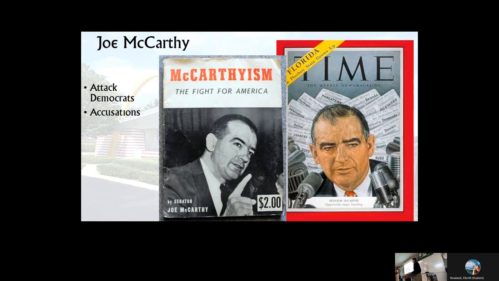Now, what would kill McCarthy? McCarthy was very effective attacking the Democrats until a Republican was elected president in 52, Eisenhower. And McCarthy wasn't smart enough to quit. He kept attacking Eisenhower. He thought, well, I'm just gonna attack whoever's in charge. And so McCarthyism ended up dying when he started making wild accusations that Eisenhower was a communist and a traitor. And this destroyed McCarthy's credibility. He'd eventually be censured, and he would die in 1957.